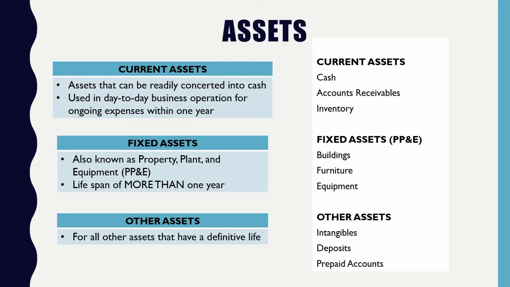Other assets are going to be usually anything other than a current or fixed asset. The key feature here is that most other assets are going to be identified as intangible assets, things that you can't physically touch. So in this way, we have things like deposits, prepaid accounts, things like copyrights, licenses, contracts, anything like that.